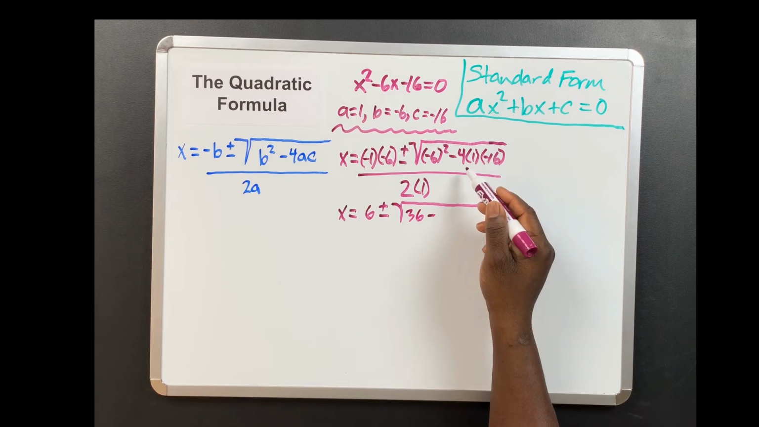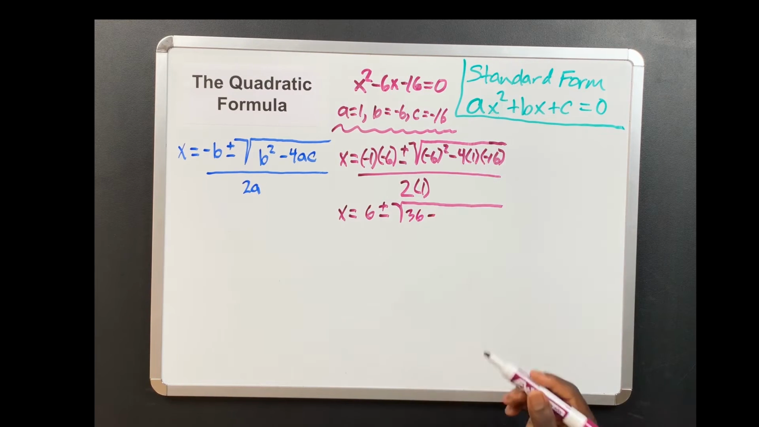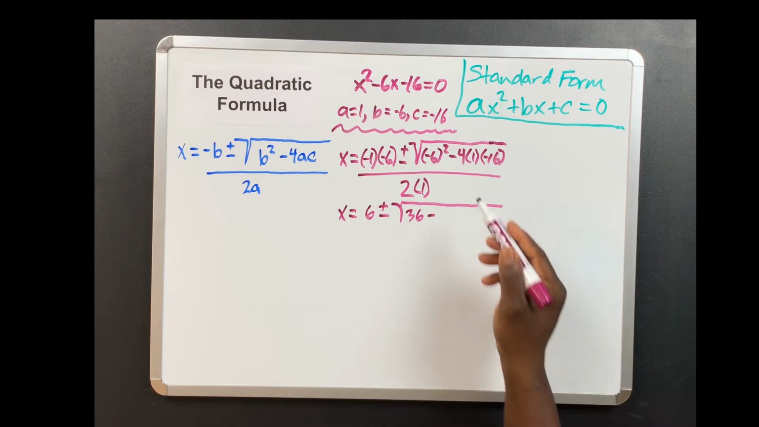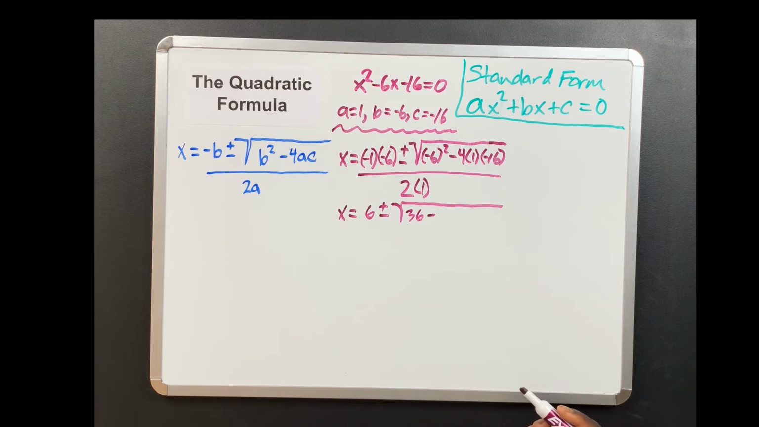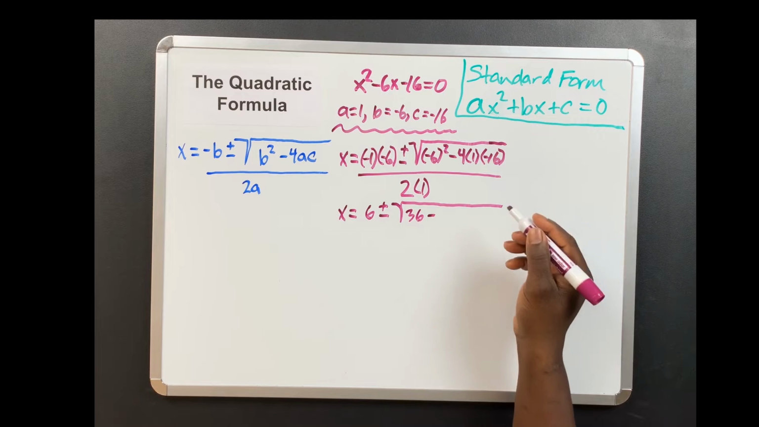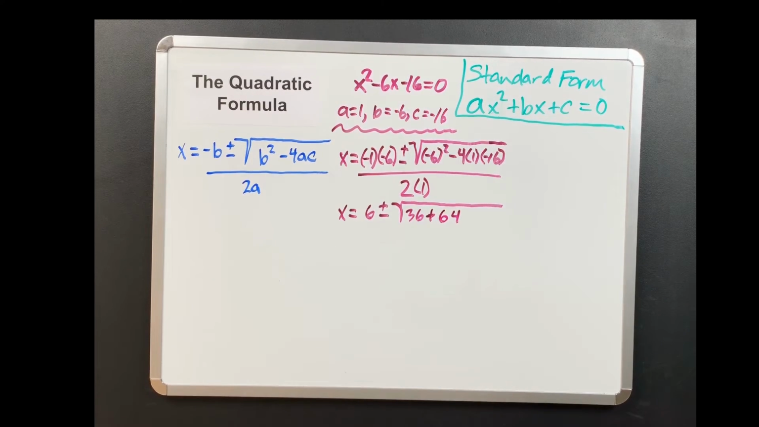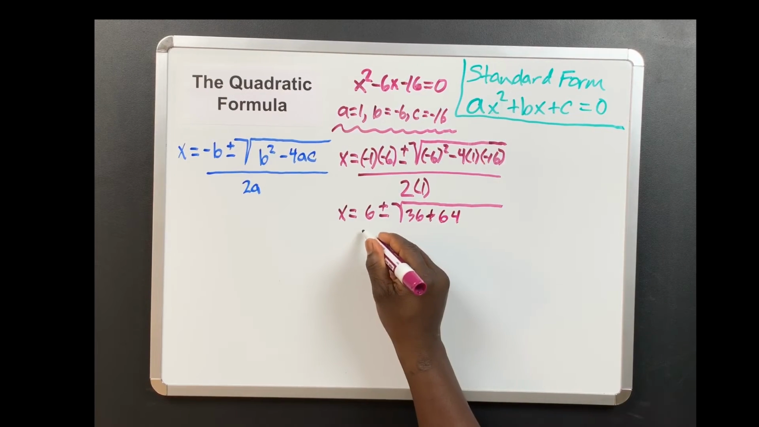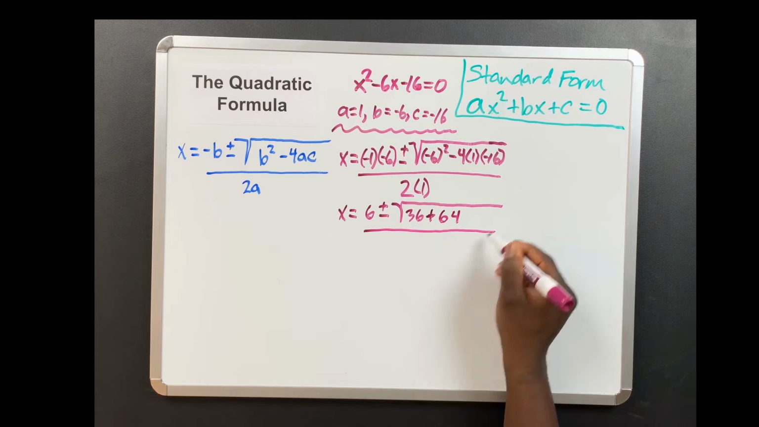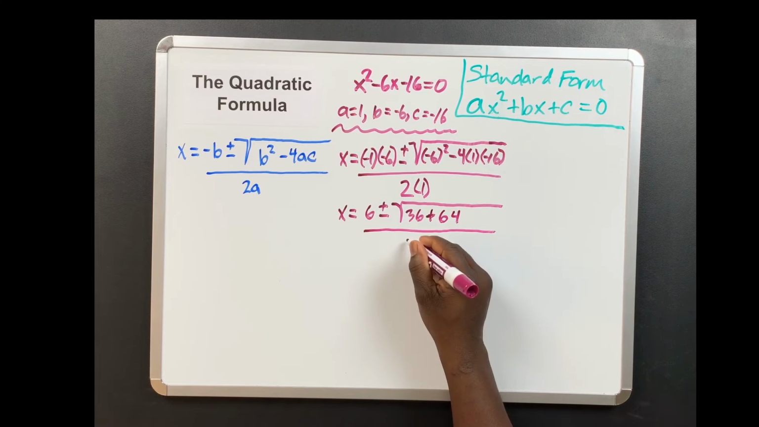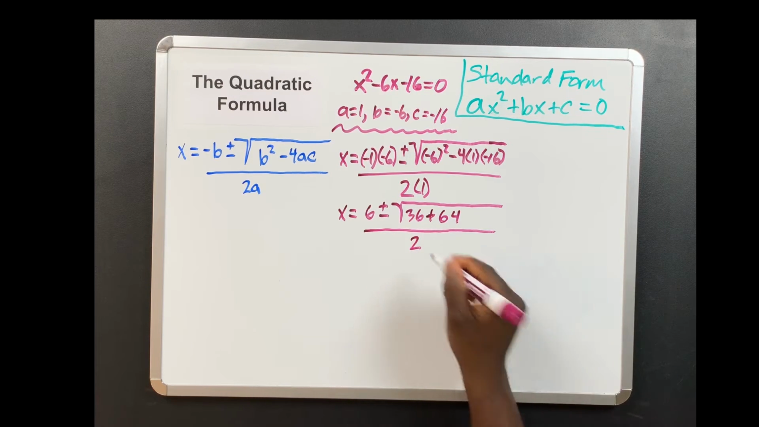So what's negative 4 times 1? Negative 4 times 1 is negative 4. Negative 4 times negative 16 is going to be a positive 64. So that's plus 64. Okay, looking good. And all of that is divided by 2 times 1, which is 2.